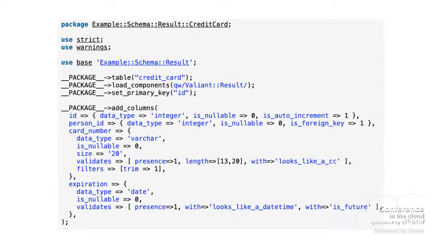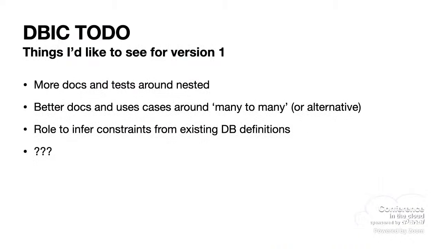So just real quick, there's a couple of things before DBIC can be considered version 1. I need more docs. I need people to play with it. Please do.